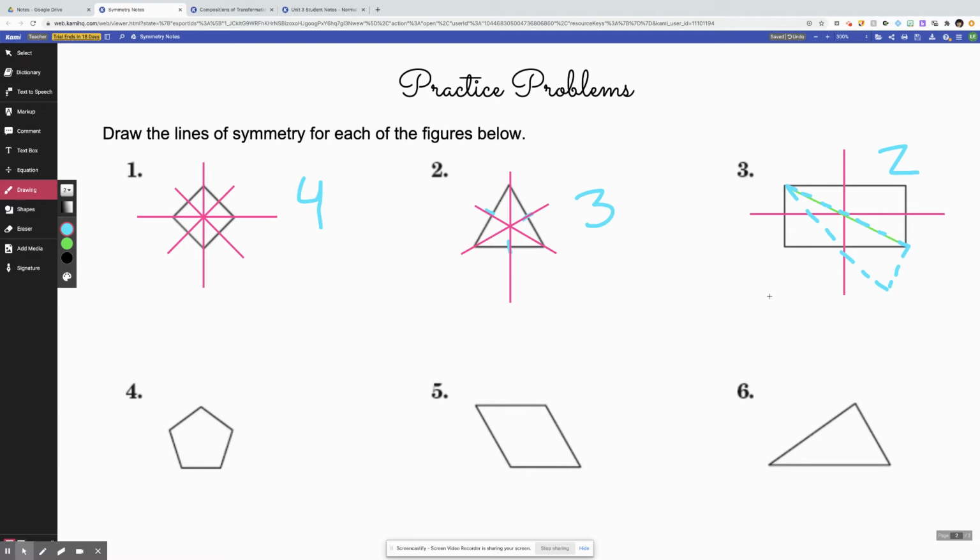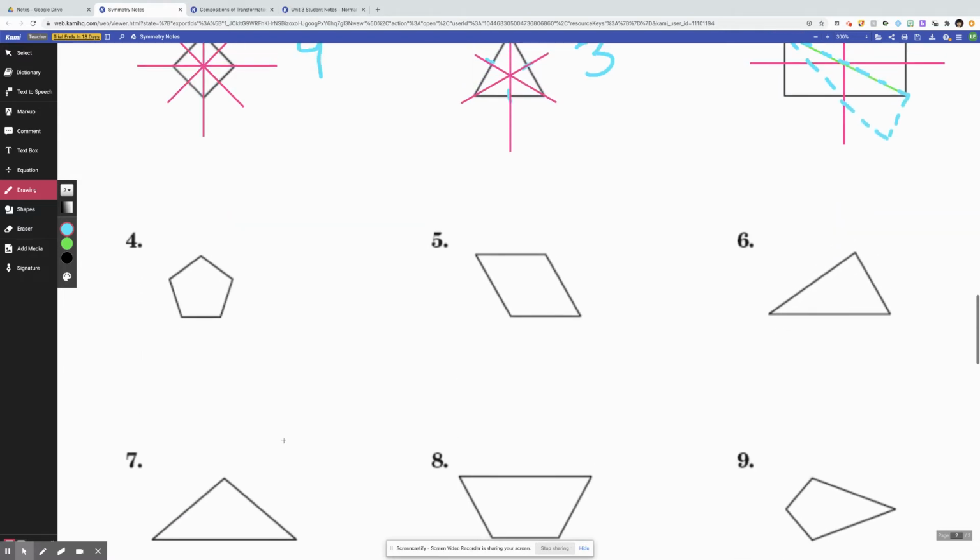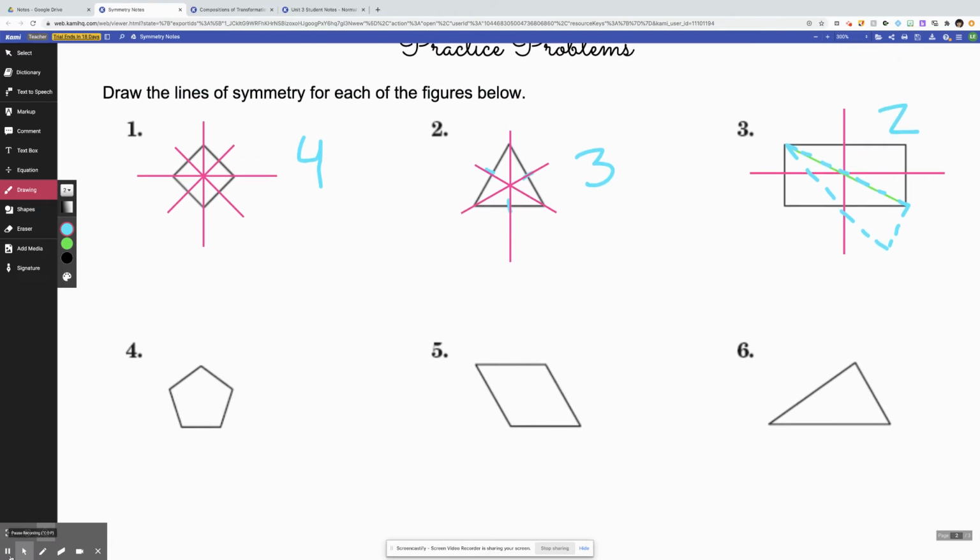All right, y'all. So I'm gonna pause the video here and do these other 6 right here. I would like you to do the same, draw the lines of symmetry, and let's see how you do with these. So check back with me in just a second to see if you got these correct.